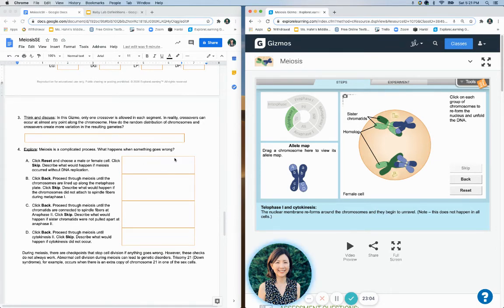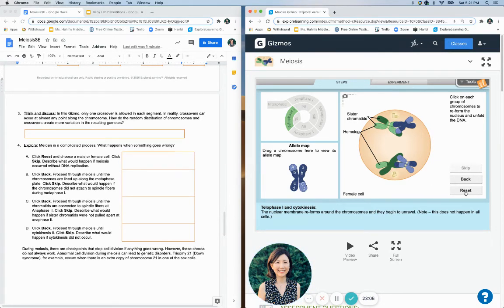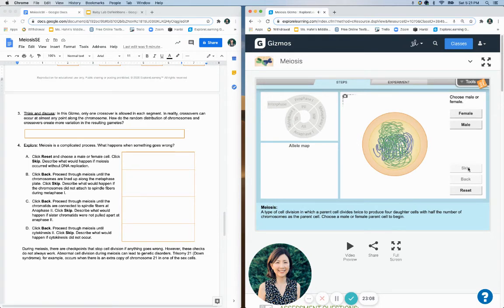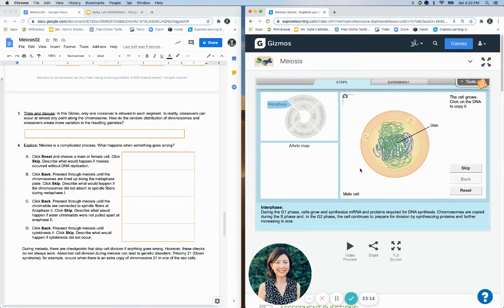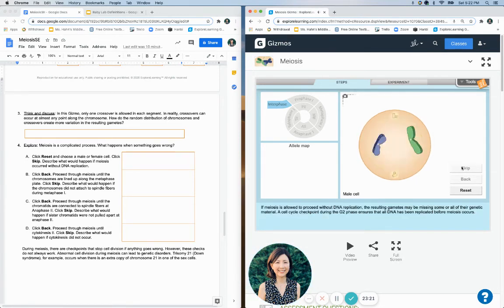Okay, so when something goes wrong, let's go ahead and hit reset. Okay, male this time. And then, oh, so it says skip. Okay.